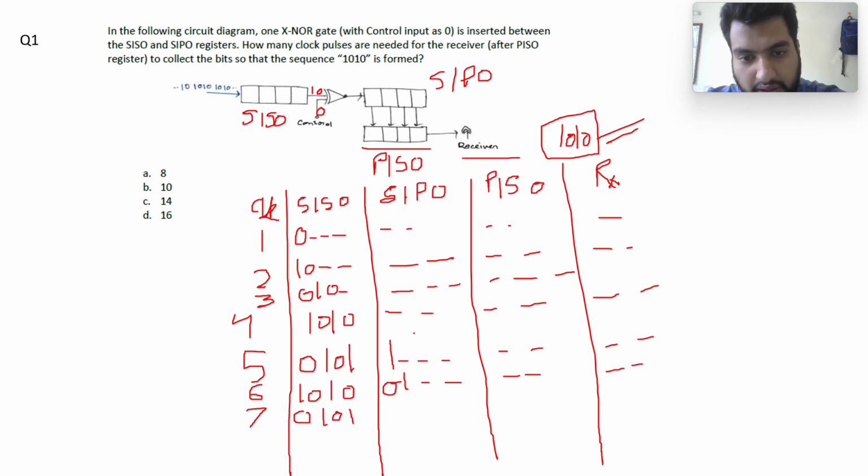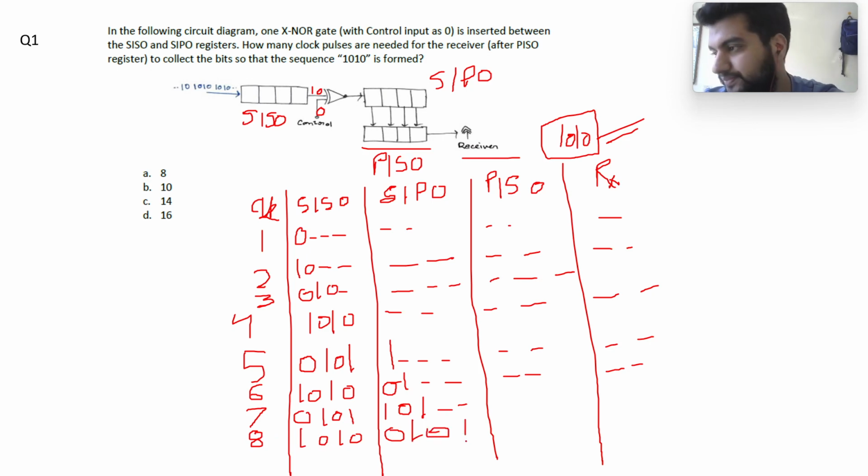Now we have 0 here, so it will be 1, because XNOR operation of 0 and 0 is 1, so it will be 1 0 1. And for the 8th clock cycle, it will be 1 0 1 0, it will be 0 1 0 1 similarly.